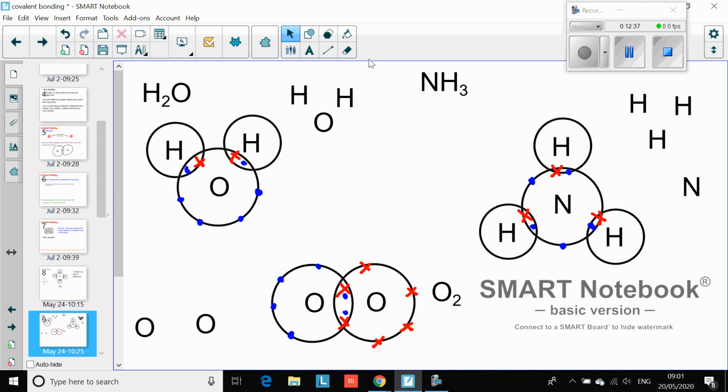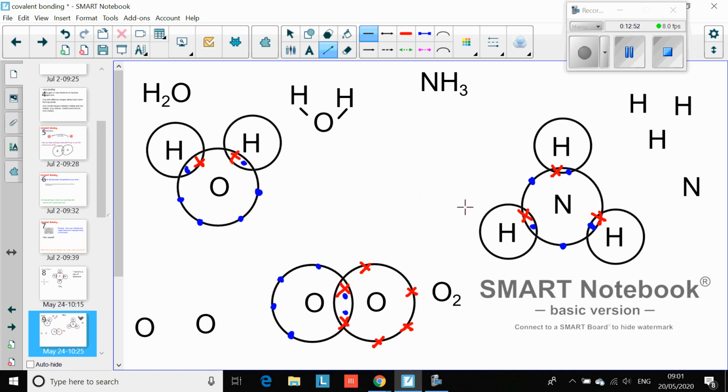Okay, so all you would do is just show the bonds forming between the hydrogen and the oxygen like that. Remember, one bond is 2 electrons, a pair of electrons.